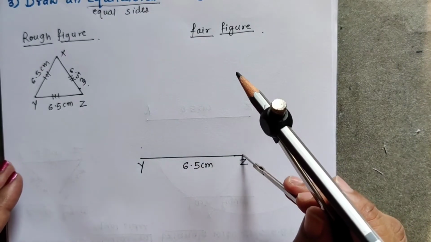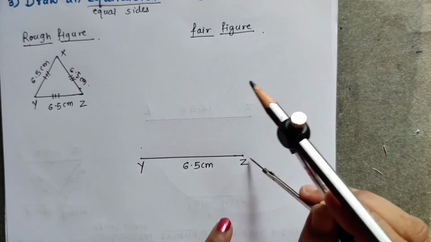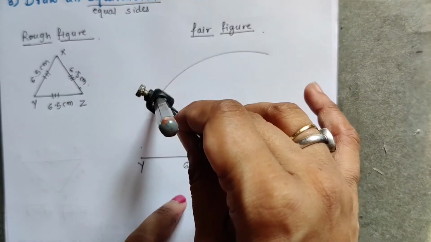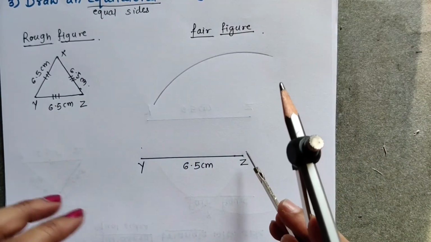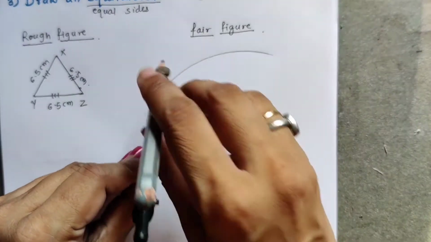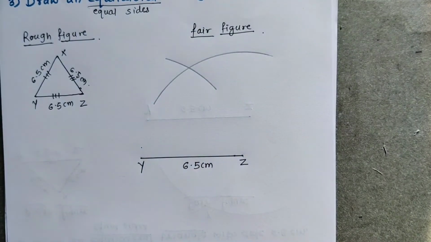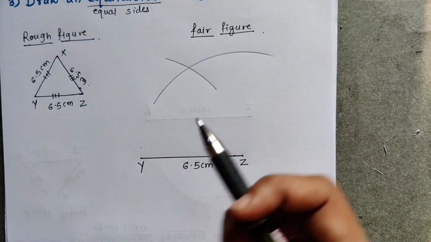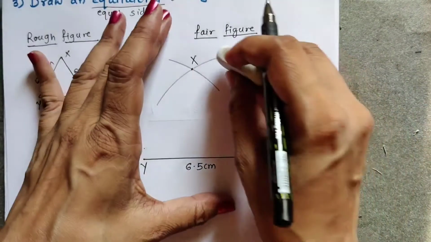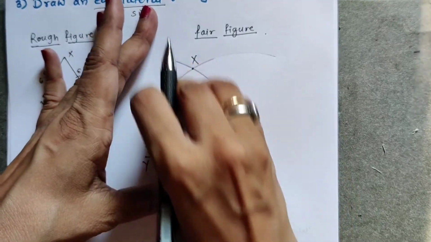Now we are going to draw, keeping this pointer on point Z. I have drawn the first arc. Now placing the pointer on point Y, we have to draw the second arc which intersects the first one. In this way we have fixed the position of point X. We have fixed point X here. If you want, you can rub out the extra part of these arcs.